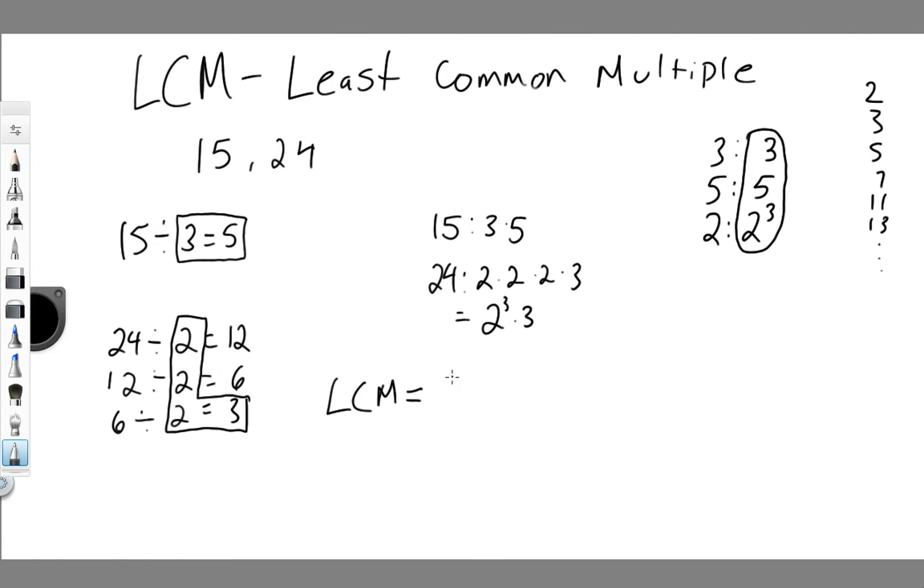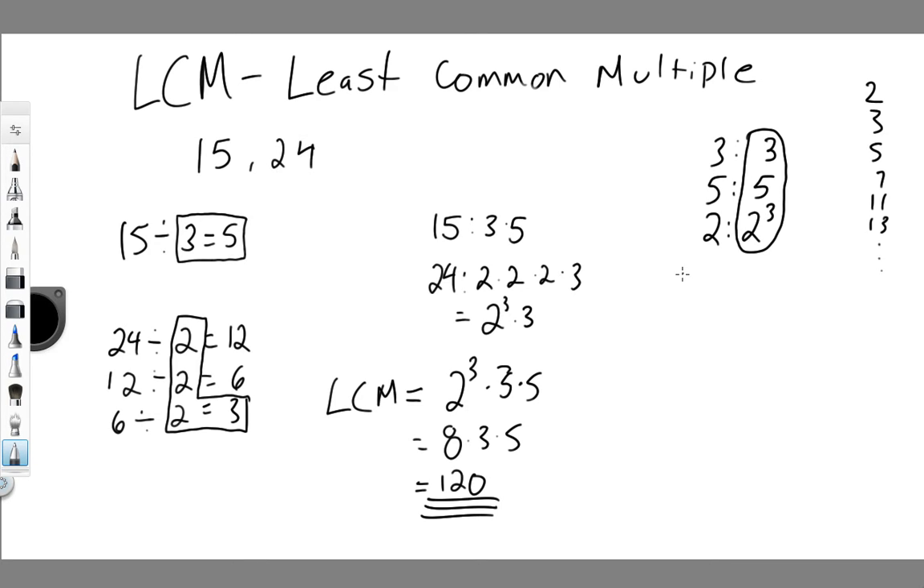So we take 2 to the 3 times 5, or times 3, I'll go 3 first, and then times 5. So that's the same as 8 times 3 times 5. So 8 times 3 times 5, that's 120. So that is the lowest number that will occur when we multiply 15 or 24 by a number. So we can check and see what that number is.